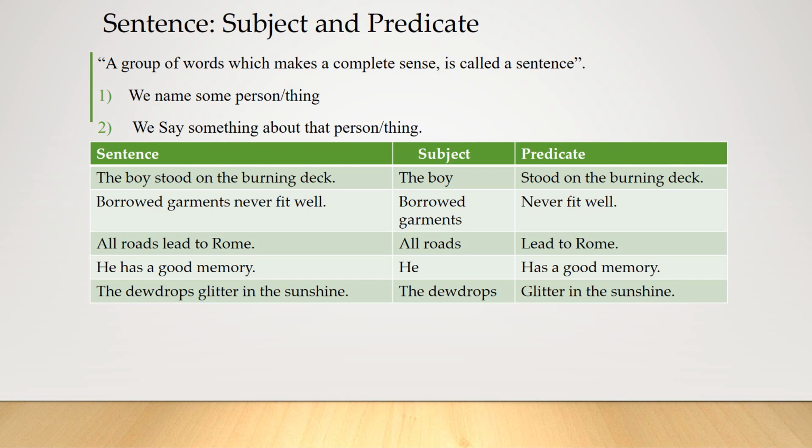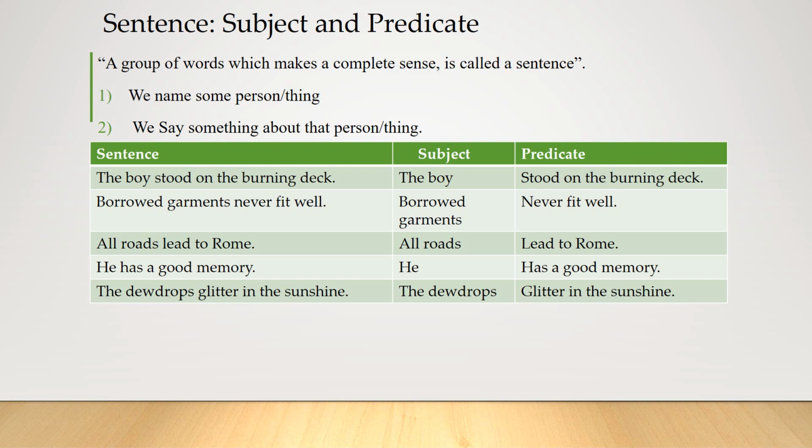So the part which names the person or thing we are speaking about is called the subject of the sentence. And the part which tells something about the subject is called the predicate of the sentence. The subject of a sentence usually comes first, but occasionally it is put after the predicate. Here are some examples of the subject and predicate.